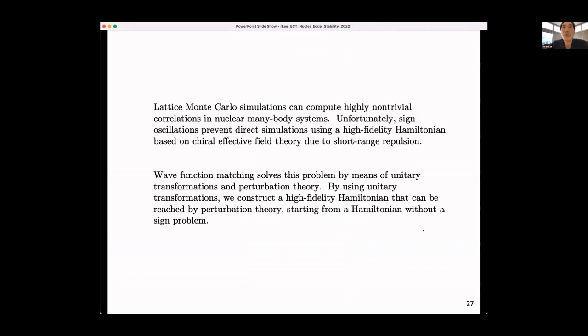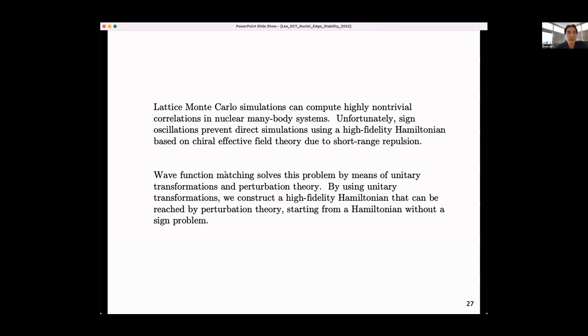So what is the problem we're trying to solve? Lattice Monte Carlo simulations can compute highly non-trivial correlations in Euclidean many-body systems. Unfortunately, sign oscillations prevent direct simulations using a high-fidelity Hamiltonian. For example, let's say an N3LO chiral effective field theory Hamiltonian with strong tensor forces that have short-range repulsion, and these short-range repulsions produce a sign oscillation in our Monte Carlo simulations. So this is a problem.